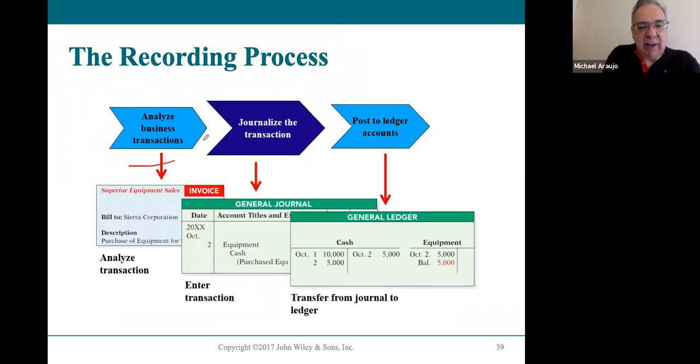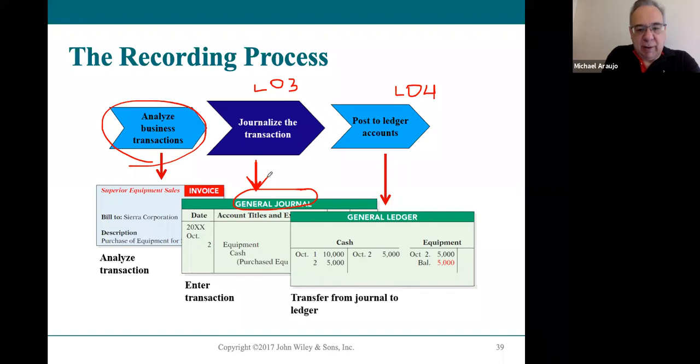So we did a lot of analysis. This basically shows us how far we've come. Lots of analysis, and today we are going to be doing the journaling. After the journaling, there's a little bit more to do. Again, this is part of Learning Objective 4. I don't have to worry about that right now, but this is what we're doing in this objective. Learning Objective 3 is all about this step here.